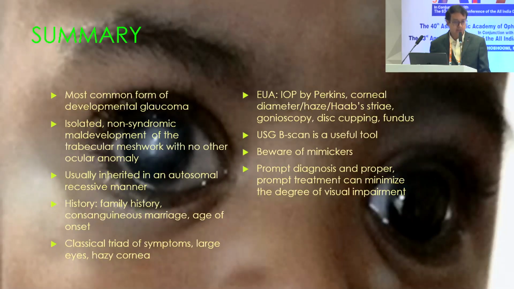The diagnosis is mainly established by EUA, so the IOP is measured by Perkins. We have to note the corneal diameter, corneal haze, Haab's striae, gonioscopy, disc cupping, and fundus. USG scan is a useful tool. We have to beware of mimickers, and I think Dr. Murli will take up this topic. And the key message is that prompt diagnosis and proper and prompt treatment can minimize the degree of visual impairment.